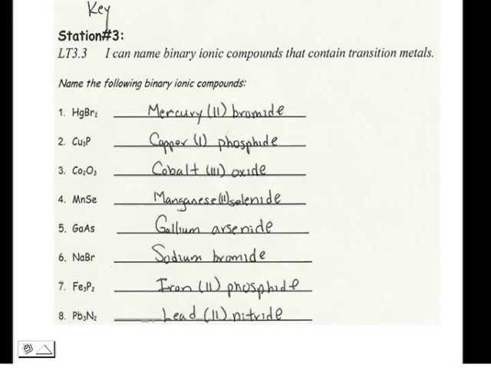This is the solution for station number 3. I can name binary ionic compounds that contain transition metals, more specifically, cations with multiple charges. If you'd like, you may pause this video so that you can check your answers before continuing with this video, which will attempt to explain the individual answers.